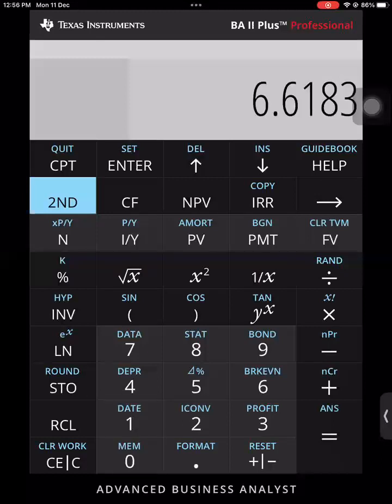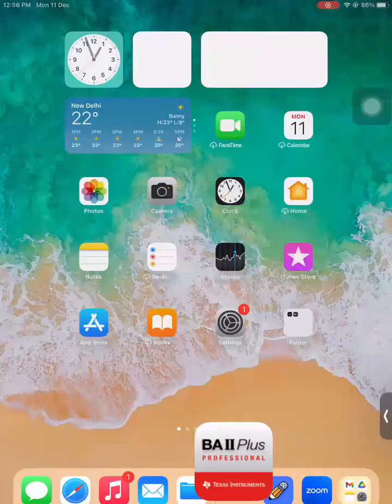This will be 6.62. 6.62 is the correct answer.